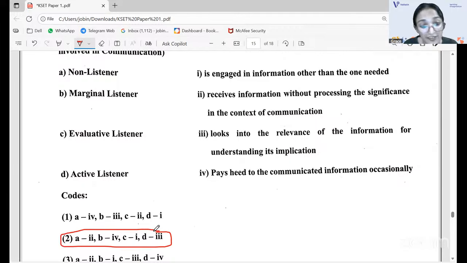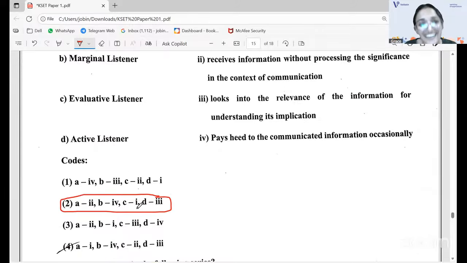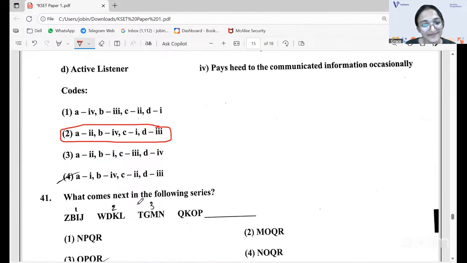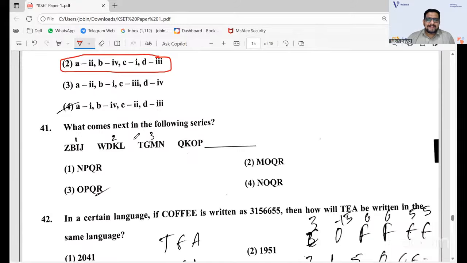It means non-listener. You should match A with 2, then B with 4, C with 1, and D with 3. So this is the right answer for this question. Okay, so here comes the next question, the 41st one.